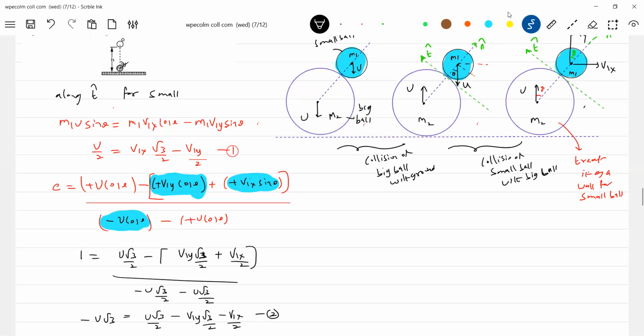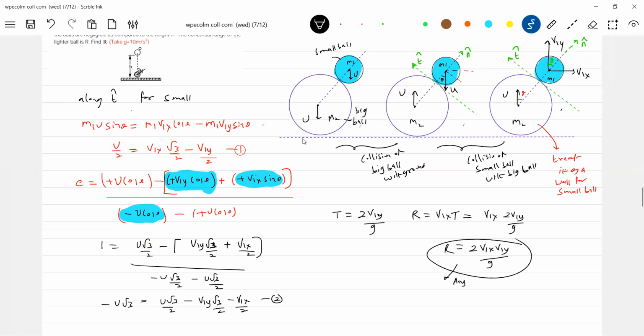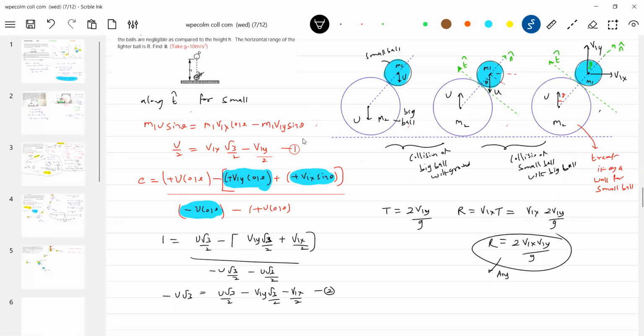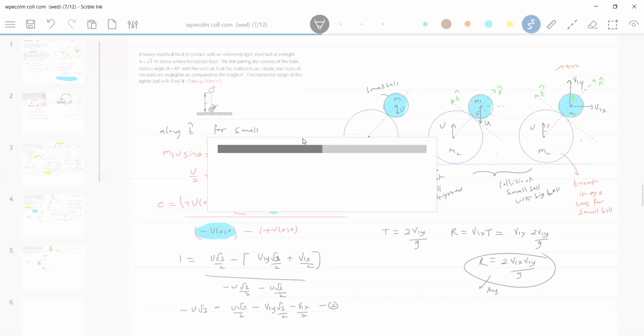After getting v1y, I can get the time period. What is the time period? 2 v1y by g. What is the range? Range will be v1x into t. I'll show the complete problem. Very comfortably, within 4 minutes, I think we can solve this, nothing big.